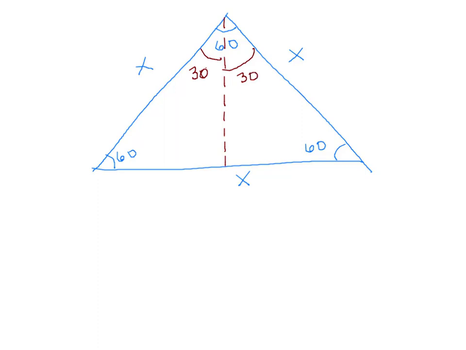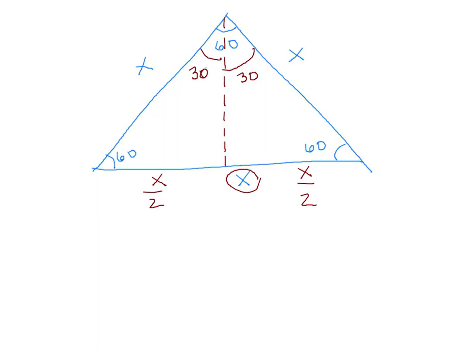And that also means that if this is x, this side here will be x over 2, and this side here would be x over 2, right? Okay, so far so good?